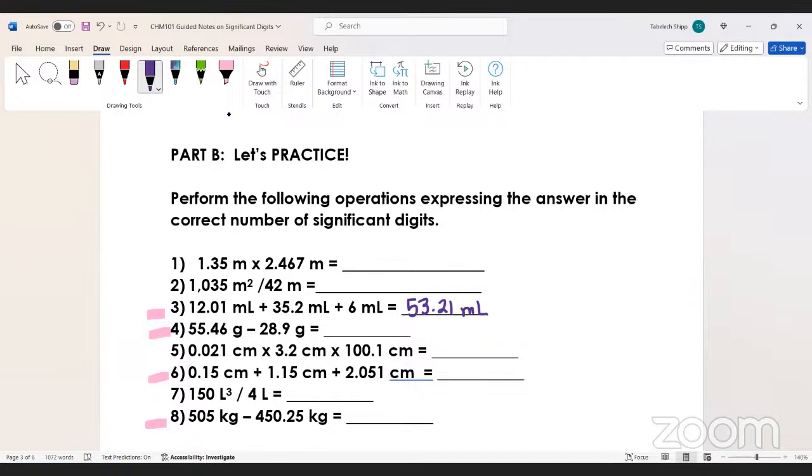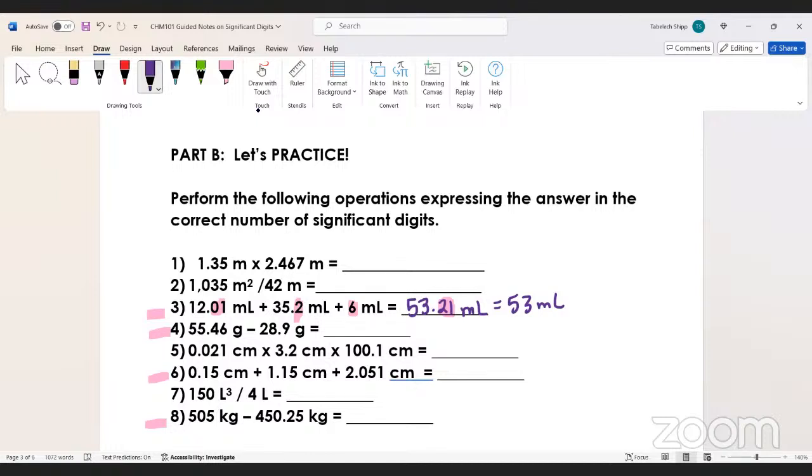And you tell me, what should we do? Correct. The answer, Jacqueline, is correct. It should be 53 because we have nothing after the decimal here with the 6, one significant digit here for 35.2, and 2 significant digits after the decimal in 12.01. So therefore, we should not have any decimals, and instead our answer would become 53 milliliters. Very good, very good.